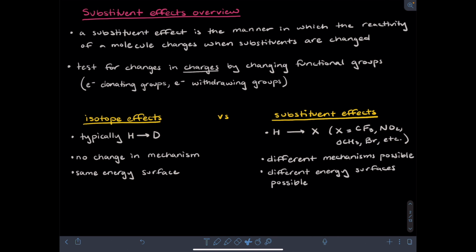By saying that for isotope effects there is no change in mechanism, I mean that it has the same energy surface for hydrogen versus deuterium for the reaction coordinate diagram. Whereas if you had a substituent effect that happened to have a change in mechanism due to that effect, you could change your potential energy surface, or what your reaction coordinate diagram would look like.